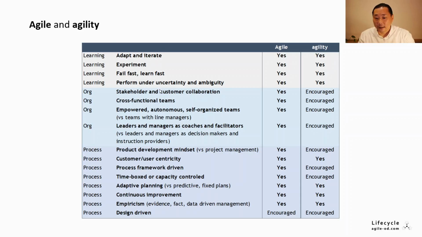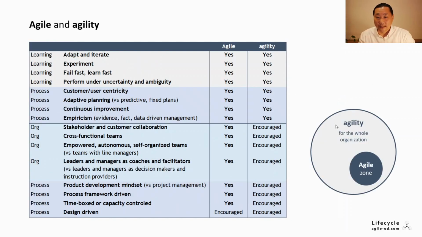In this table, I listed all values, behaviors, and practices characteristic to capital A Agile and classified them by learning, organizational, and process attributes. And then I considered each element against what I believe is the minimally necessary mindset and culture for lowercase a agile and agility. This is the same table resorted. My belief is that not all parts of the organization need to be capital A Agile, but the whole organization can adopt lowercase a agile and agility.